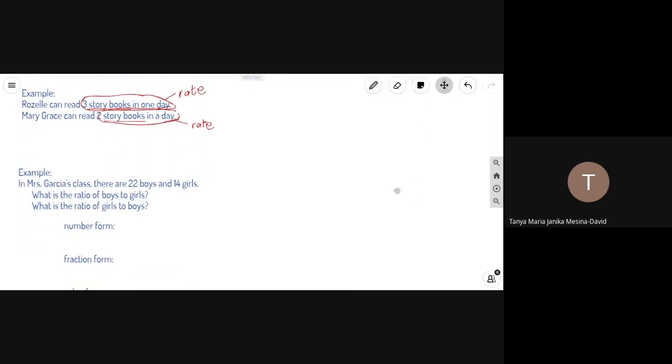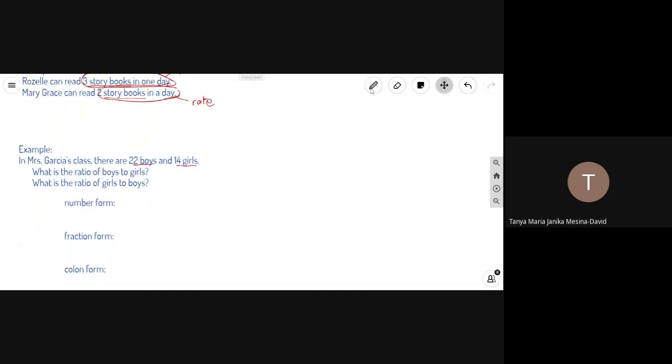Let's have further example. In Mrs. Garcia's class, there are 22 boys and 14 girls. So we have 22 boys and 14 girls. Question is, what is the ratio of boys to girls? So this means we are asked to compare the number of boys to the number of girls, and that is the rate. So the ratio of boys to girls can be written in three ways: number form, fraction form, and column form.